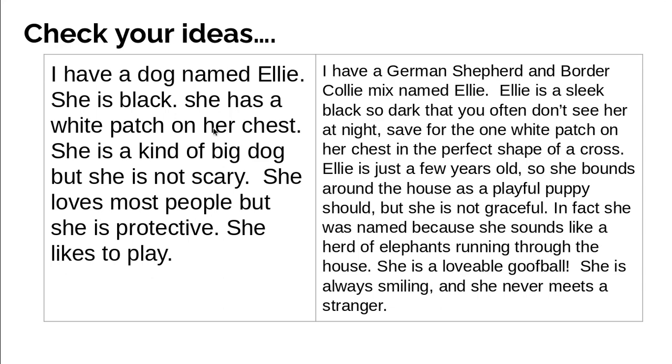So notice, first of all, instead of saying, I have a dog named Ellie, it specifically tells you what breed of dog. So now you can get a little bit better picture. This isn't a dachshund or a husky or anything like that. This is what the dog would look like. And if you know what those dogs look like, you can kind of get a picture. Then it says she's sleek black, so dark that you don't see her at night. So now I get an idea that this isn't just a dark dog, but it's completely black. But it does have one white patch on her chest in the shape of a cross.